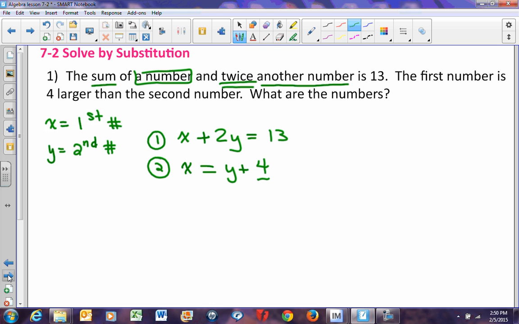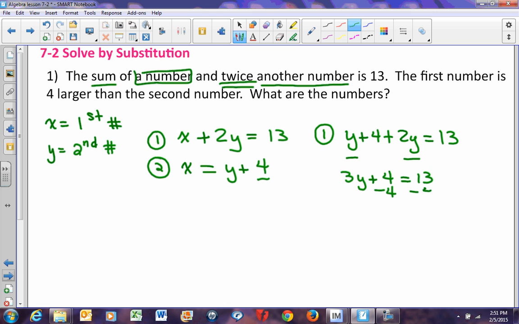So every time I see an x in equation number 1, I'm going to put in y plus 4. So here in equation 1, I have x, which is actually y plus 4, plus 2y equals 13. So y and 2y becomes 3y. 3y plus 4 equals 13. Subtract 4. 3y equals 9. Divide by 3. y equals 3.